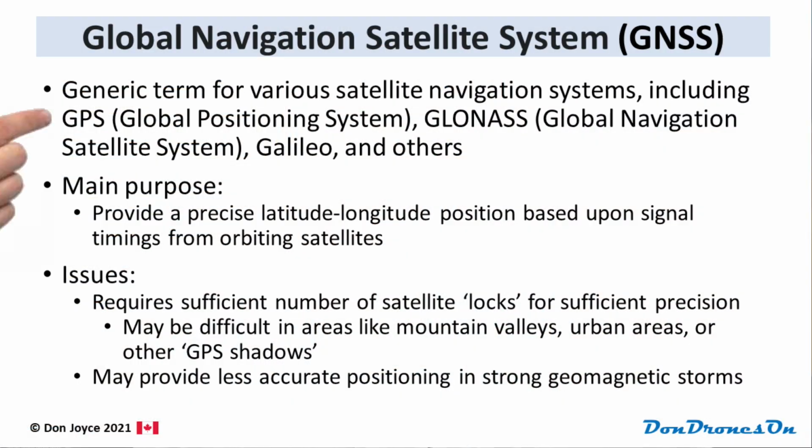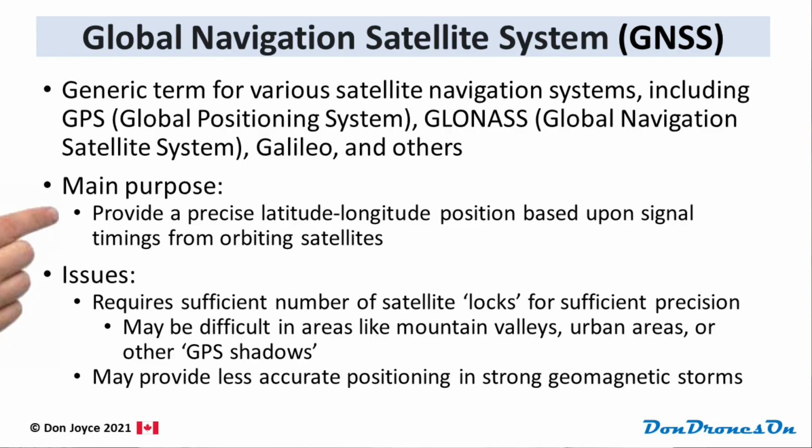The GPS, or Global Positioning System, is actually one of several global navigation satellite systems in operation. The other main ones being GLONASS and Galileo. A GNSS system derives the drone's latitude and longitude based on signal timings from orbiting satellites.